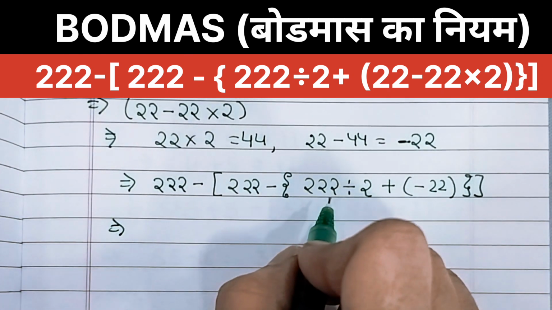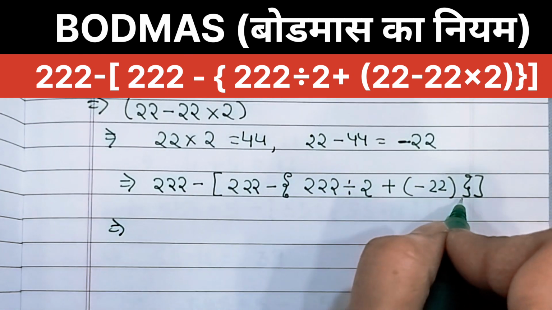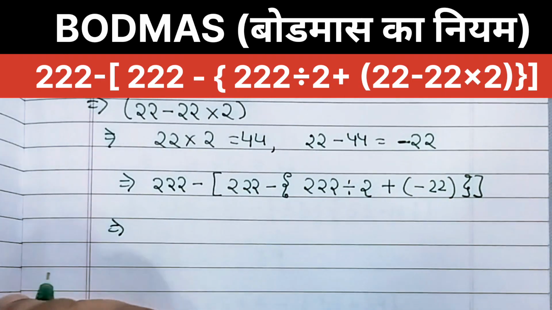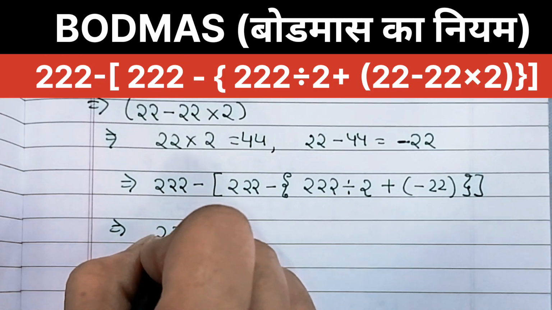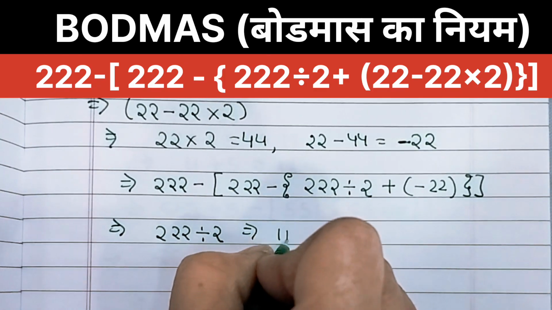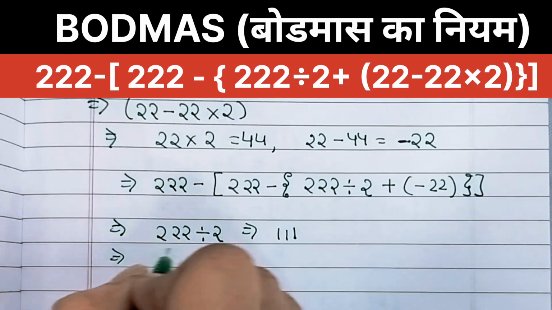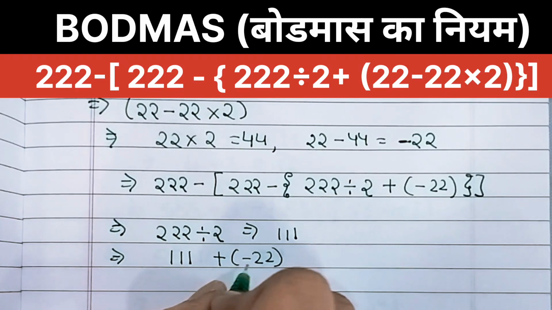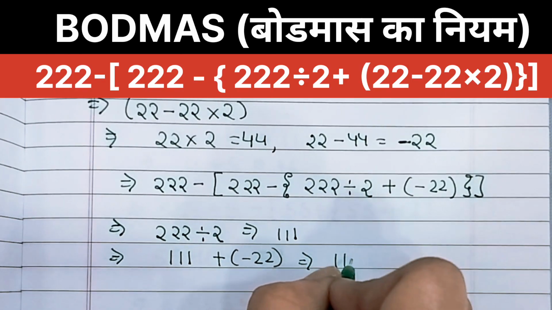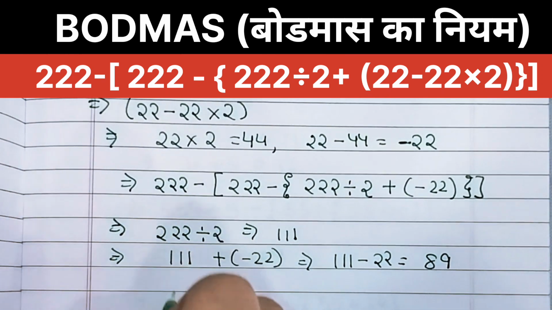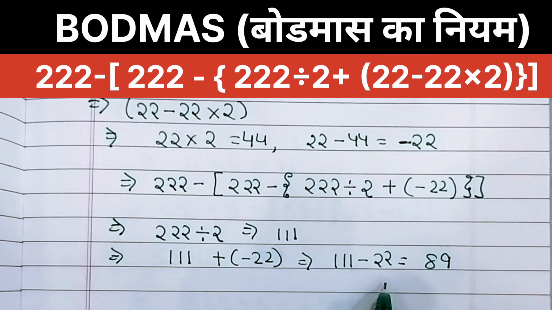In step 2 we solve the curly brackets. As you can see the curly brackets, inside the curly brackets we first perform division before the addition. So first we divide the values, we'll get 111, and after adding the values 111 plus, and then minus 22, plus minus becomes minus, 111 minus 22, it gets 89. So in step 2, solving the next set of brackets, follow the hierarchy moving from inner to outer.